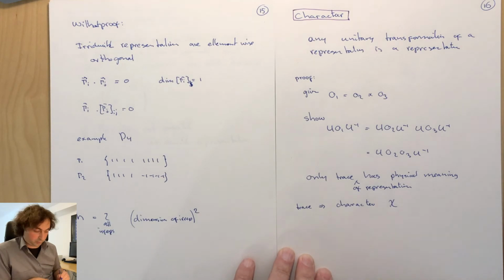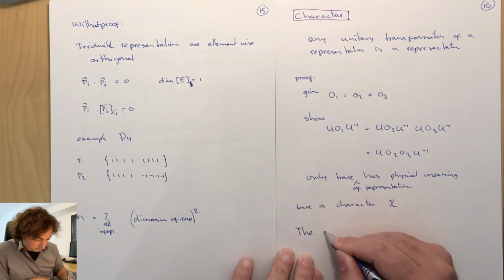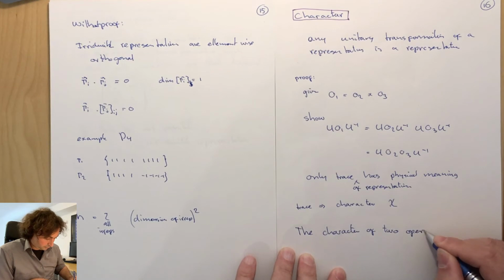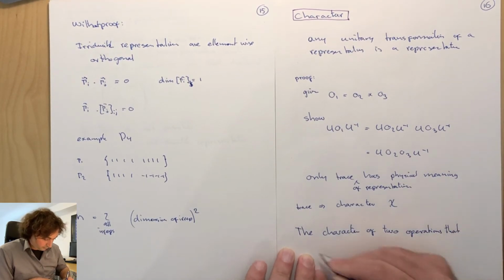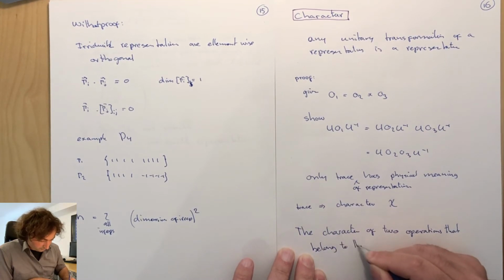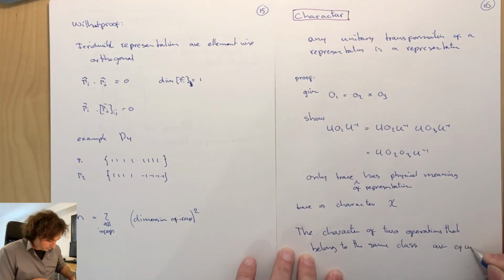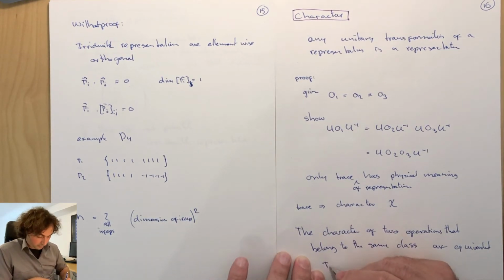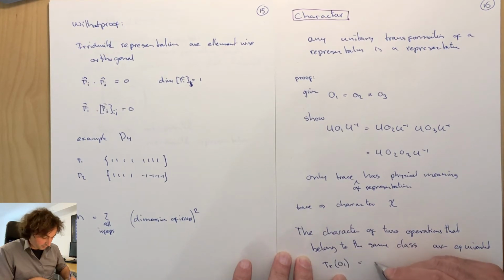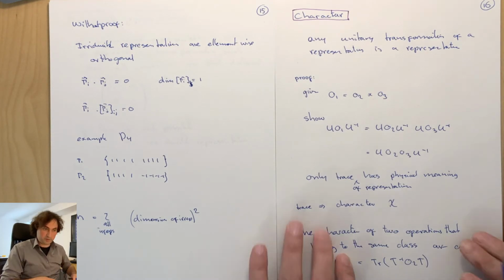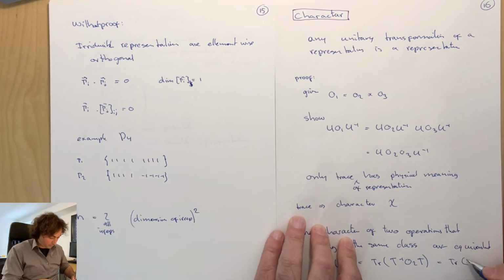The trace, or the character, of two operators that belong to the same class are equivalent. You can easily show that, because the trace of a matrix is the trace of a unitary transformation, and therefore the trace of O1 must be the trace of T^-1 O2 T, which is the trace of O2.